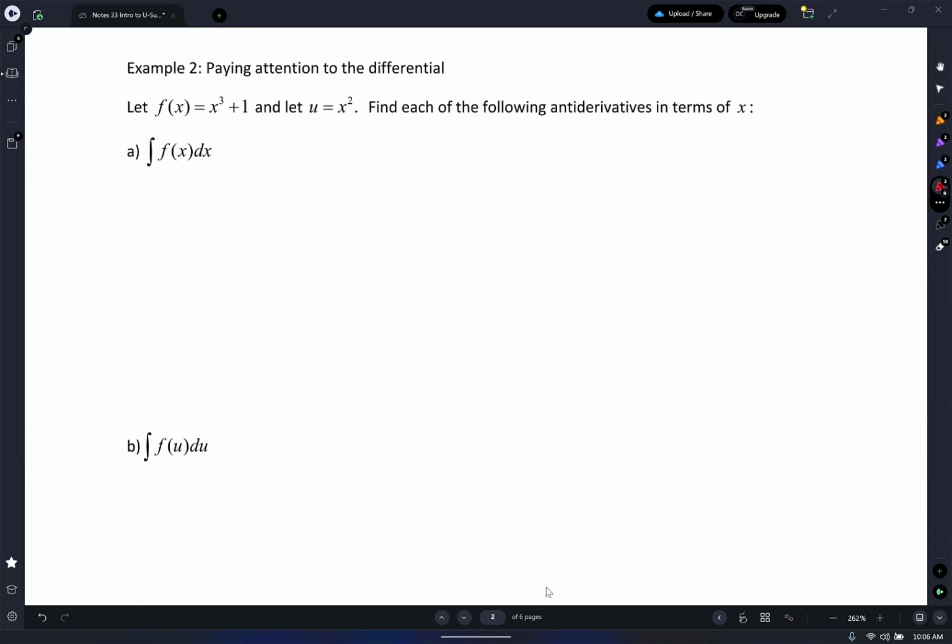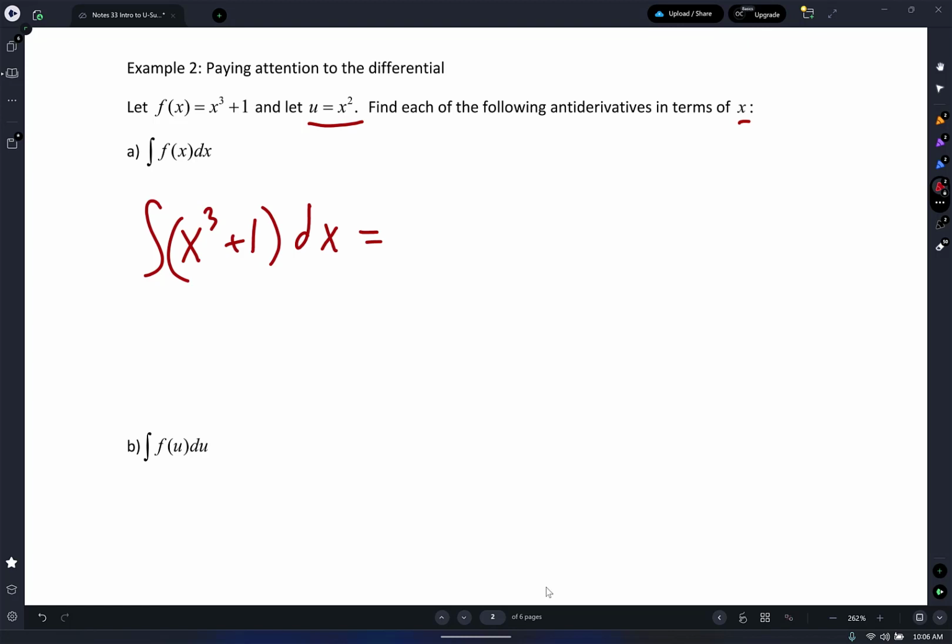It says paying attention to the differential. So I have some function, x cubed plus 1, and they're telling me that u is equal to x squared. Find each of the following antiderivatives in terms of x. Okay, so this one, letter A, everything's in terms of x already. So I'm just going to go integral of x cubed plus 1 dx.